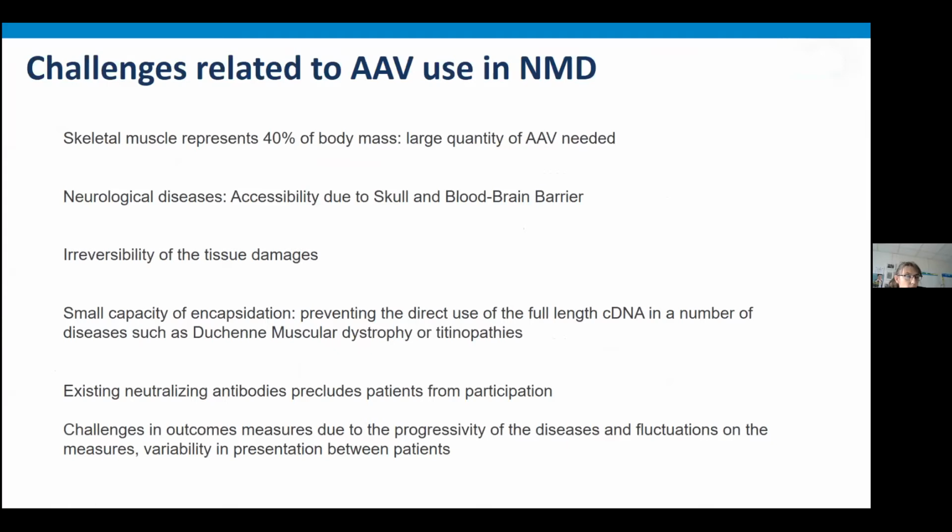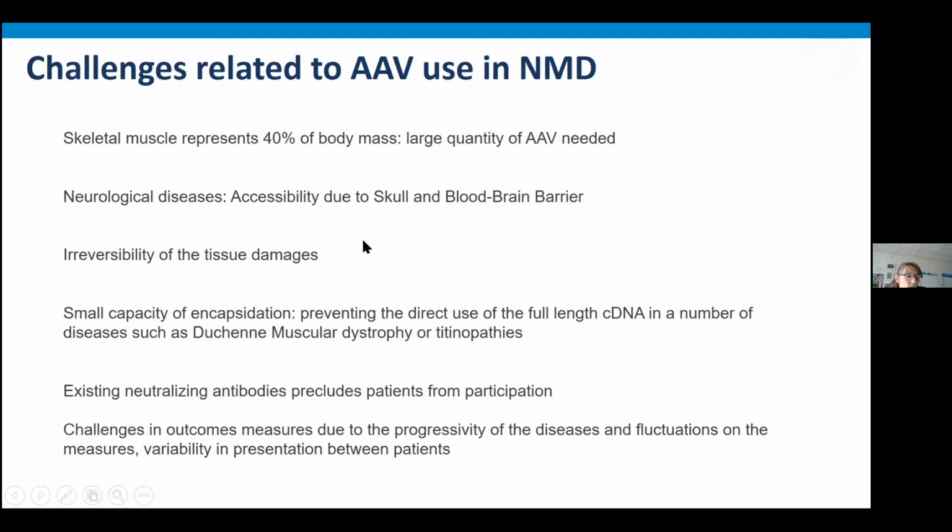There are a number of challenges regarding gene therapy for neuromuscular disorders. In muscle diseases, because skeletal muscle represents 40% of the body mass, you need a large quantity of AAV. Of course, this has a manufacturing issue. In the case of the neurological diseases, there is a barrier due to the accessibility of the skull and also the blood-brain barrier.